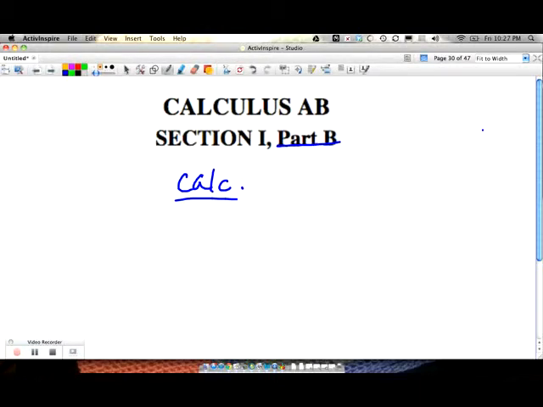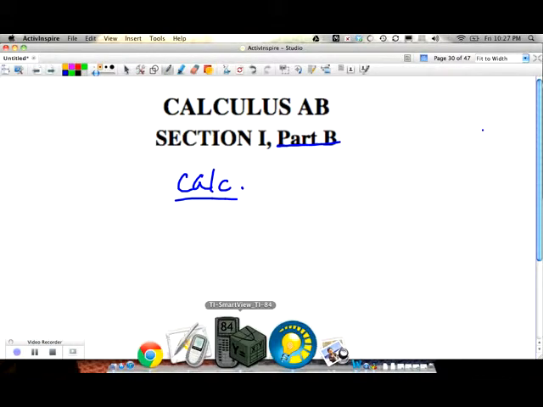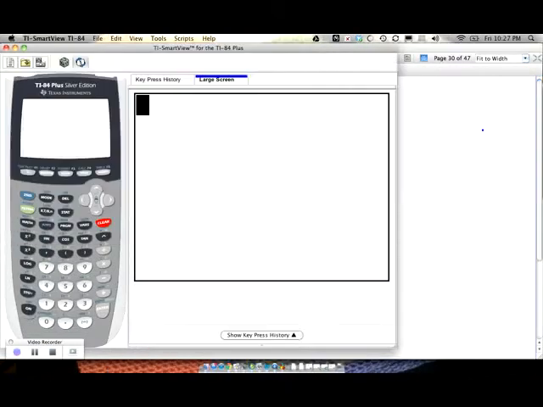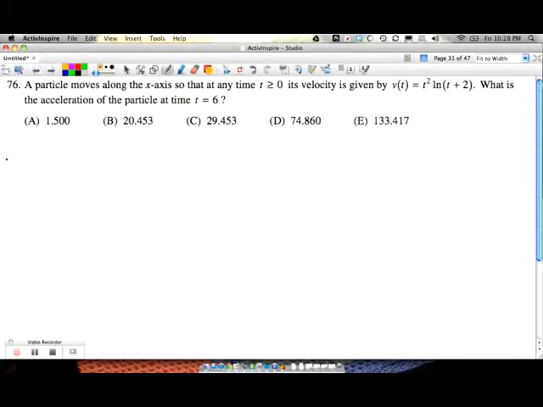Okay, Calculus AP Section 1 Part B. This is the calculator portion. I have my calculator. I hope you have yours too. So if you don't, pause the video, go ahead and pull it out. And we will get started here.